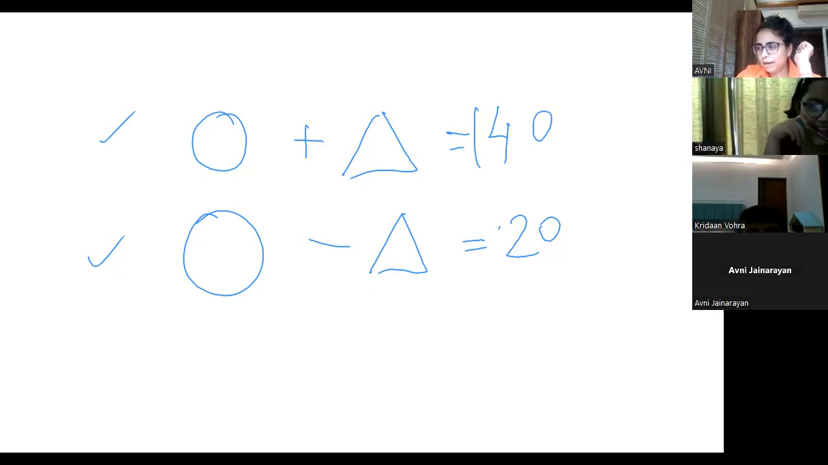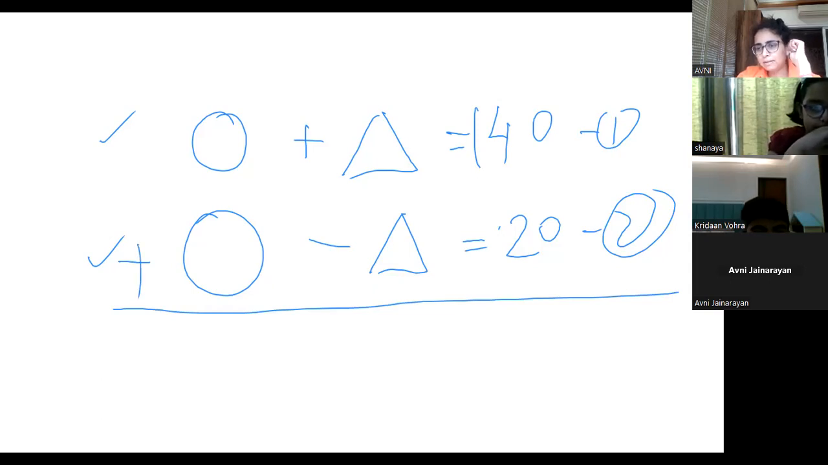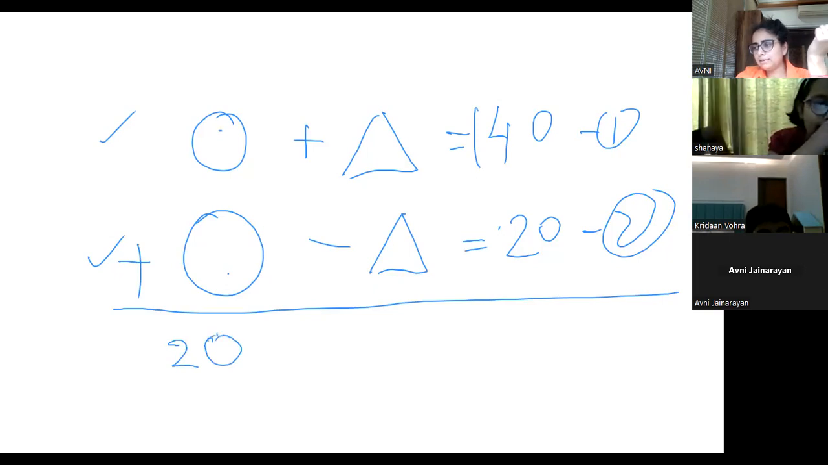See, we have equation 1, we have equation 2, okay? And as I told you, we can do things with these equations also. We will simply add them up. If we add circle plus circle, what will it become, Kridan? Circle plus circle. You have one circle and then there is another circle. How many circles do you have now? 2. Yes, so it becomes 2 circles. Okay? Triangle minus triangle will be what, children?